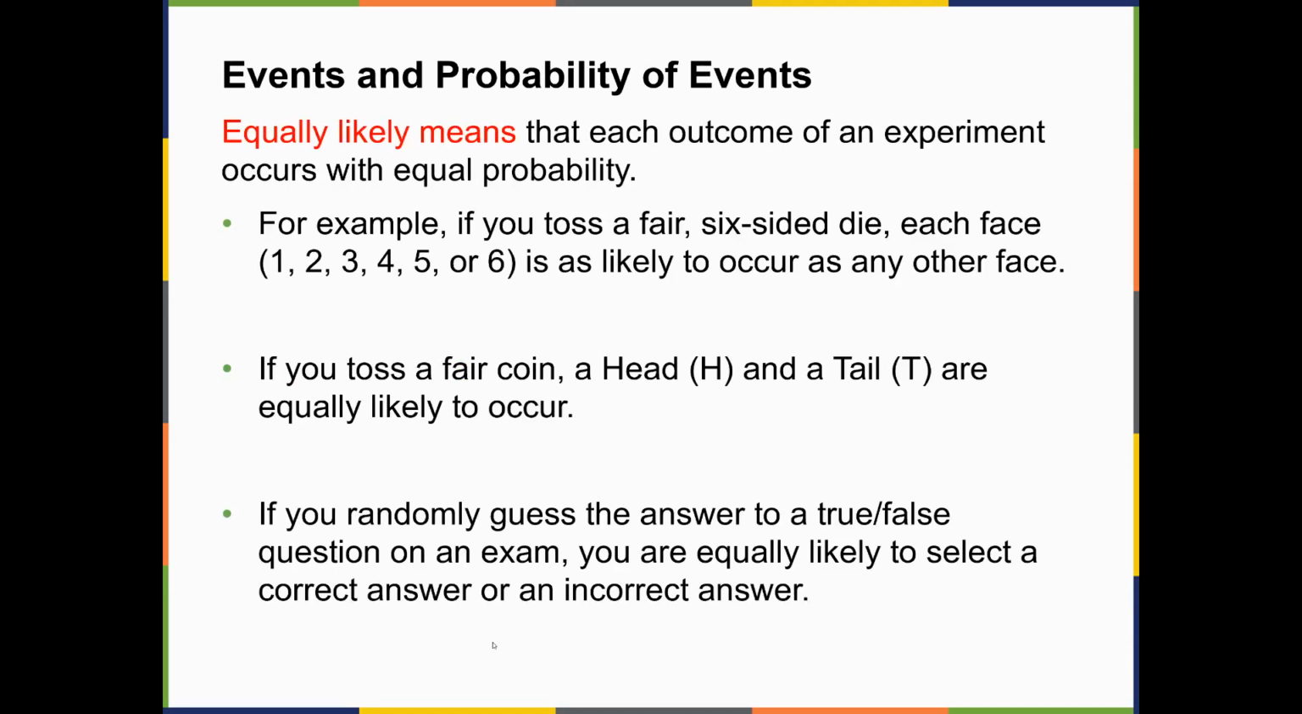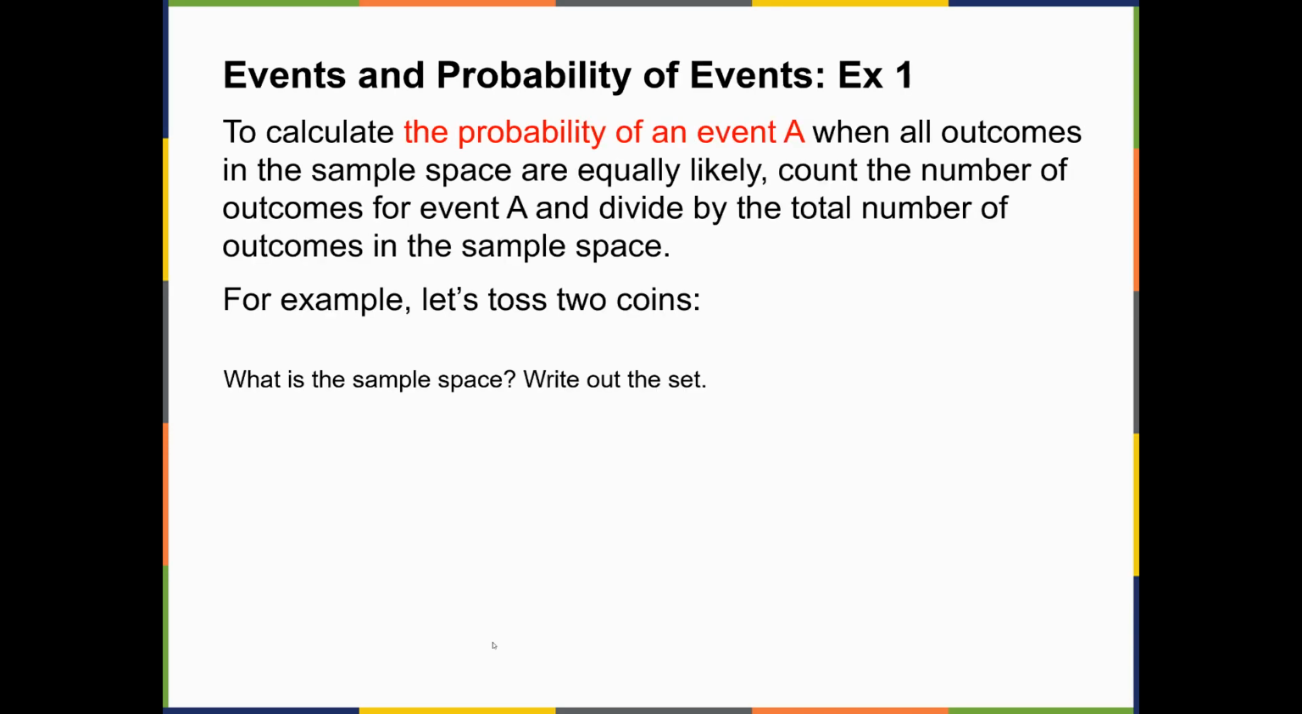All right. Equally likely means that each outcome would occur with the same probability. So for example, let's say you just roll a fair six-sided die. Each face has 1, 2, 3, 4, 5, or 6, and each face is as likely to occur as the other face. If you toss a fair coin, heads or tails are equally likely to occur. Or if you're taking a true-false exam, you're equally likely to be right if you pick true or false. In this situation, we can calculate the probability of an event. What we do is we count the number of outcomes for the event and divide by the total number of outcomes in the sample space.